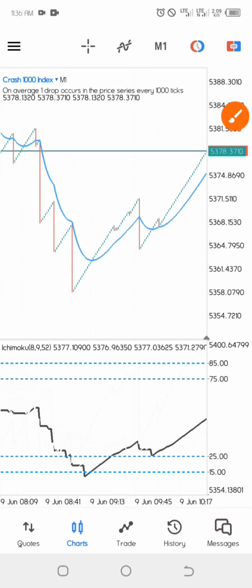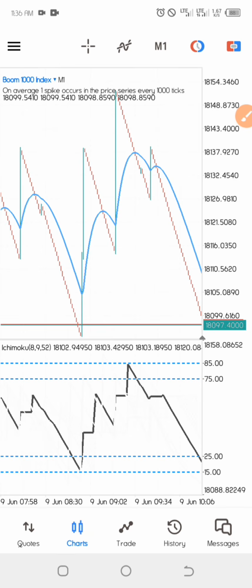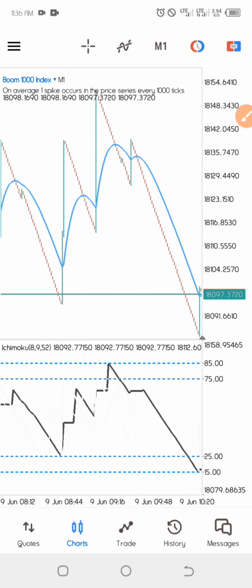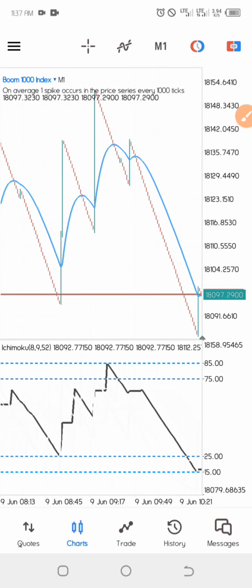As simple as that. So that is how the strategy works. Now let's go to the boom. Remember what I told you: whenever you want to take a trade, you always want to see a spike break outside the moving average. When a spike breaks outside the moving average, that gives you more confidence about the trade.